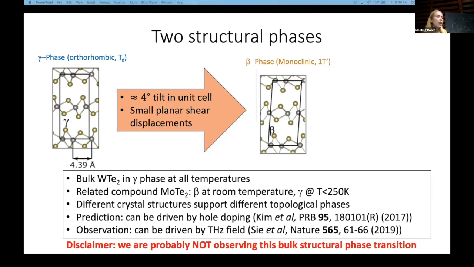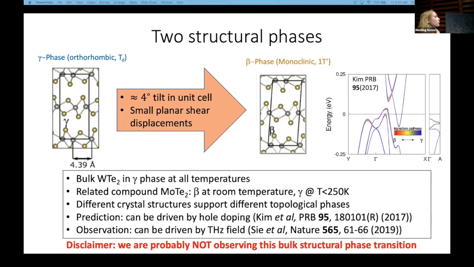If you're interested in what topological phase the crystal supports, this is kind of an underlying principle. And there was a prediction a few years ago that this structural phase transition, which does not happen as a function of temperature, can be driven by hole doping. And later on, there was an observation that it can be driven by a terahertz driving field, where the mechanism there is really to drive these small planar shear displacements. So as a disclaimer, I'm not claiming that we're observing this bulk structural phase transition, but we're observing something that at the end of the day ends up looking kind of similar.